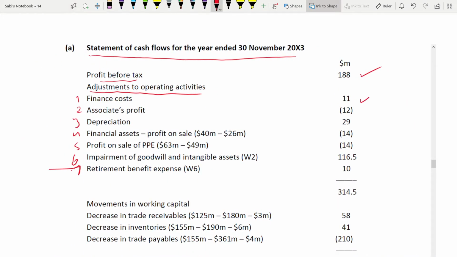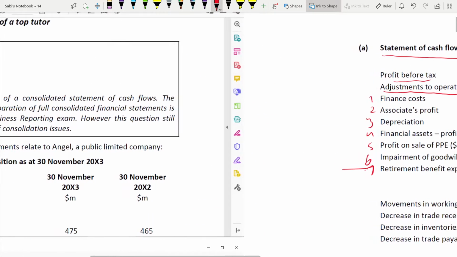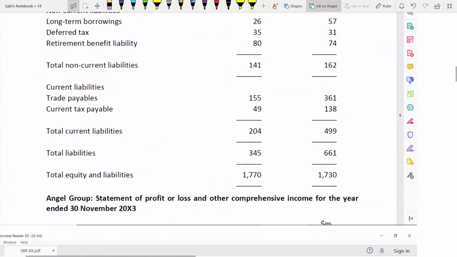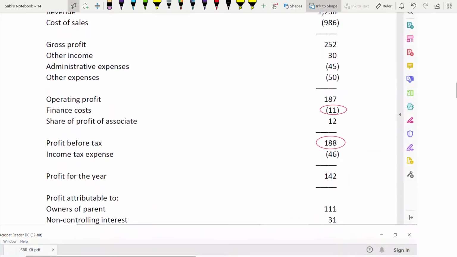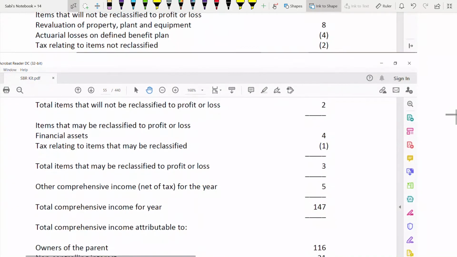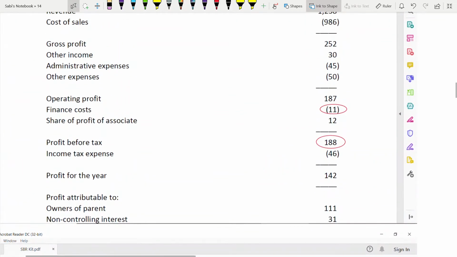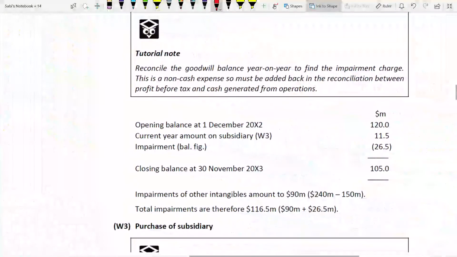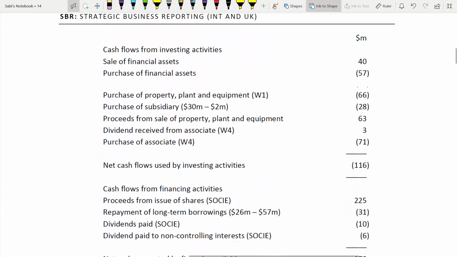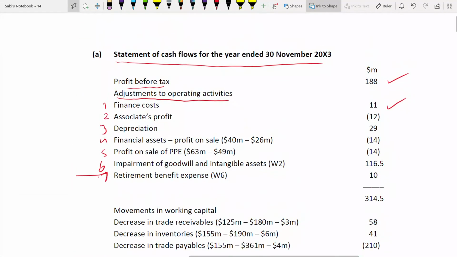Then we have the associate's profit, which is 12. Associate's profit is to be deducted. Okay, it is given here, this 12. This 12 you need to deduct. So this is also deducted. Depreciation is given in the information below, which is 29. You add it. Financial asset.